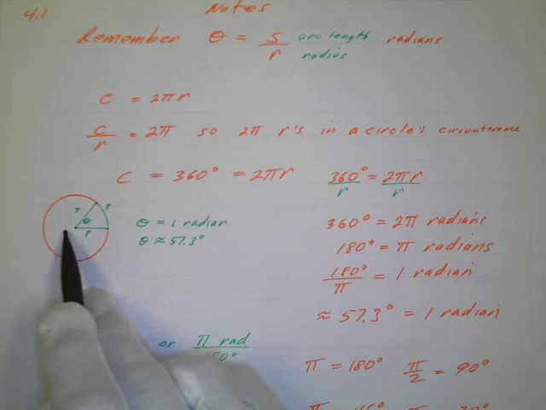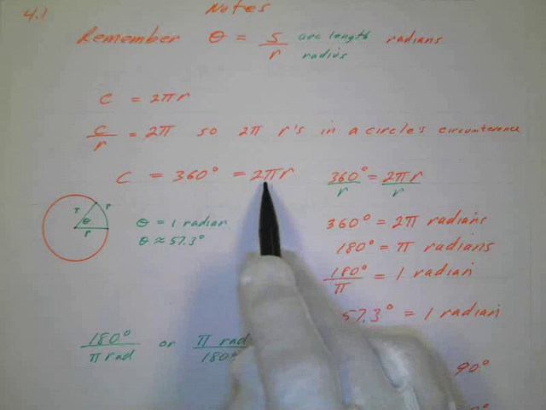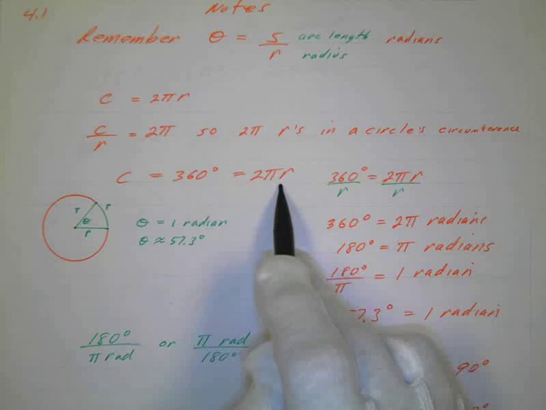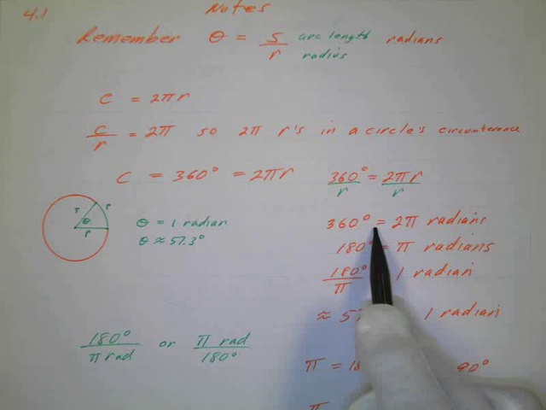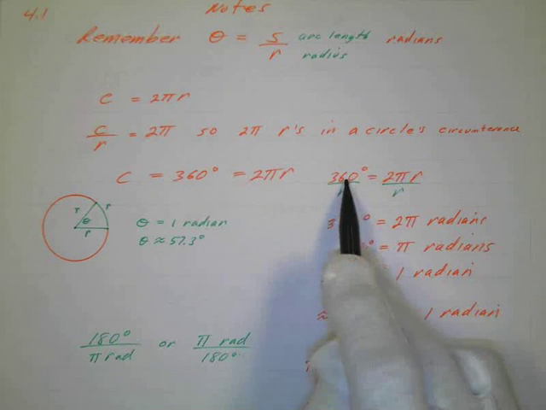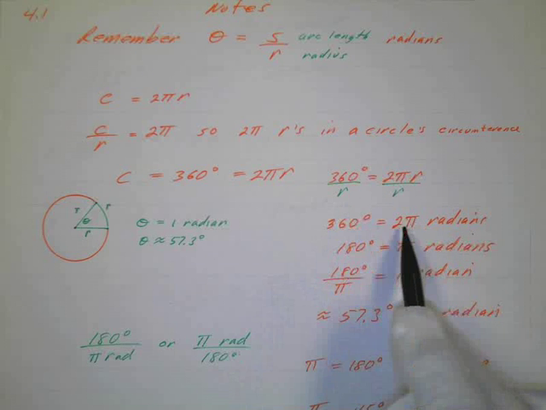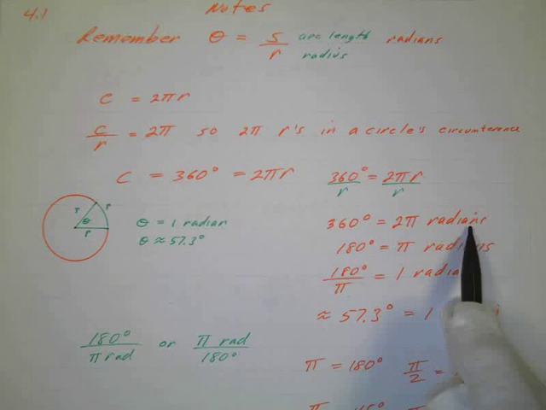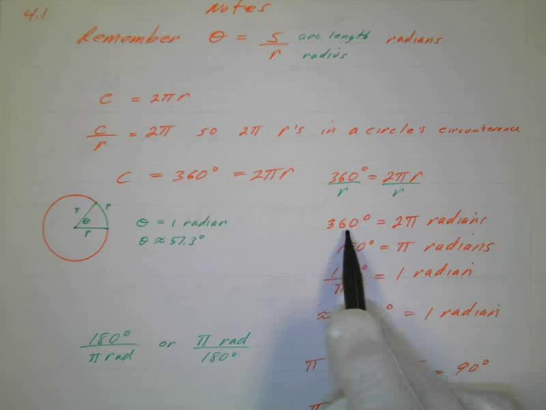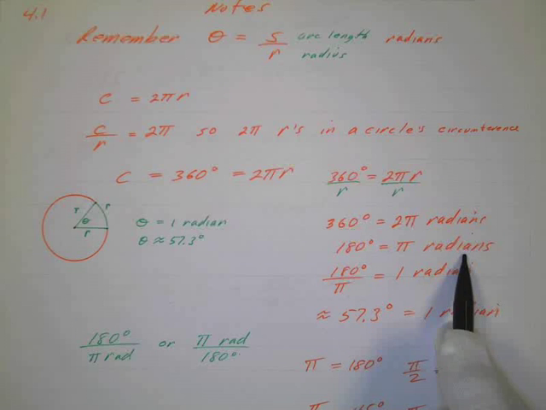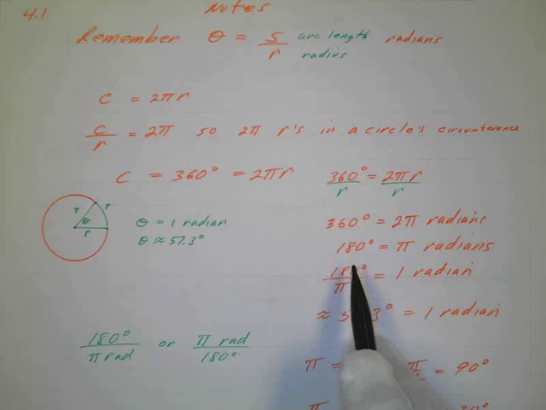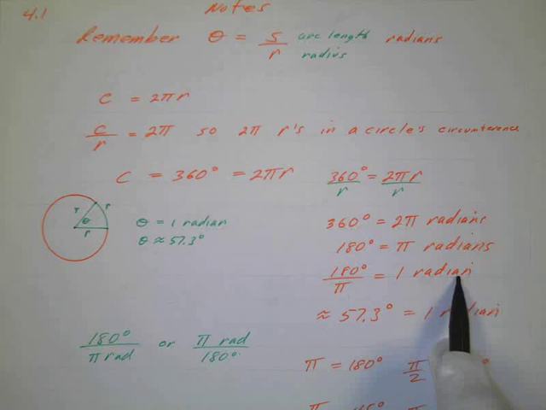So all the way around here, this is 360 degrees, and that would equal 2 pi r radians. If we want to find out how many degrees there are in pi radians, then we could just divide by r, and we get 360 degrees equals 2 pi radians. That's how many r's are in here. It tells me in 360 degrees how many radians there are. There are 2 pi radians. If I divide both sides of this by 2, I get 180 degrees equals pi radians. And then if I divide it by pi, I would get 180 degrees divided by pi equals 1 radian. And that's how I got the 57.3 degrees.